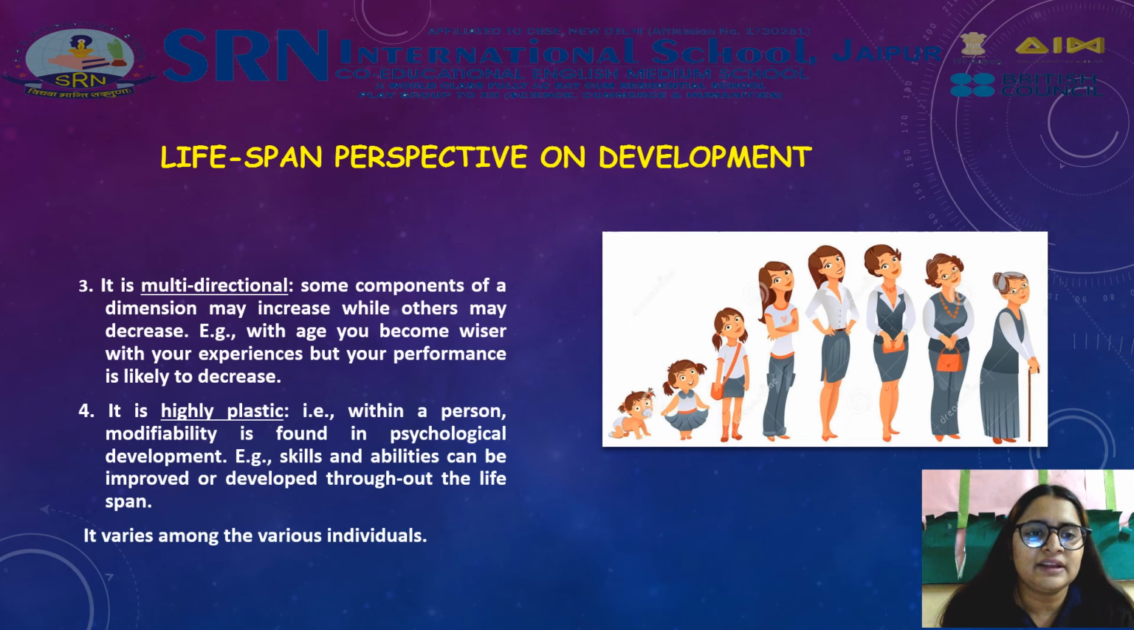Here we can say that it is multidirectional. Some components of a dimension may increase while others may decrease. That is, if one change is increasing, it is possible that the other might decrease. For example, with age you become wiser with your experience, but your performance is likely to decrease.